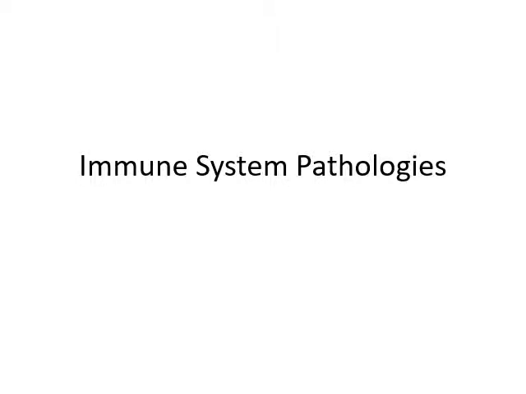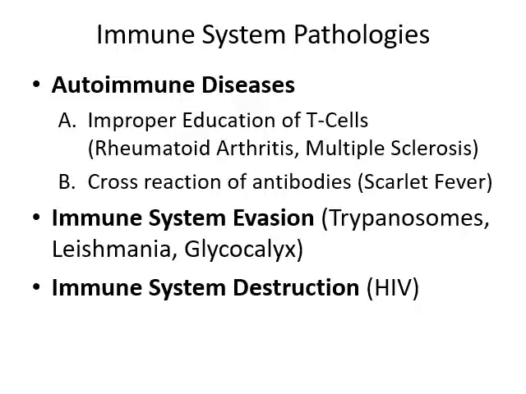All right, now finally, as usual, we're going to talk a little bit about the pathologies of the immune system, things that go wrong with it. An autoimmune disease is where you have improper selection or improper screening of the T cells. Two examples are rheumatoid arthritis and multiple sclerosis. And a third example is something called scarlet fever, where you make antibodies to a certain bacteria called Streptococcus pyogenes, and those antibodies cross-react with heart muscle, with myocardium.